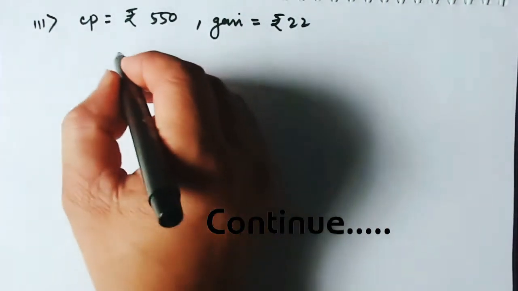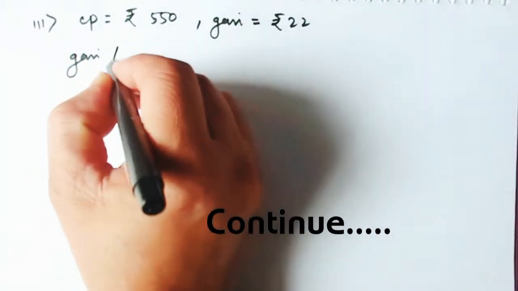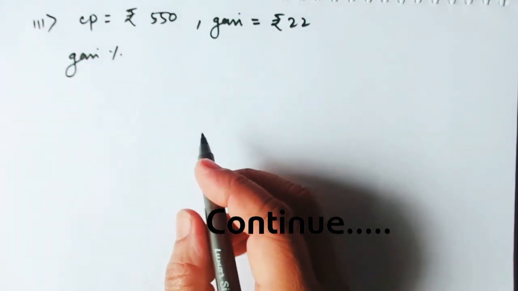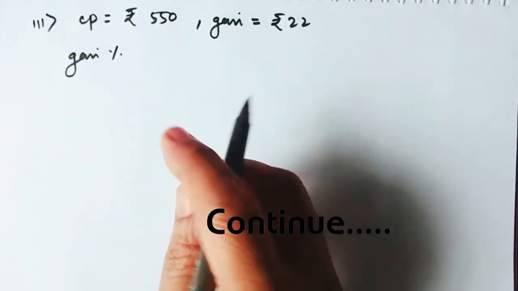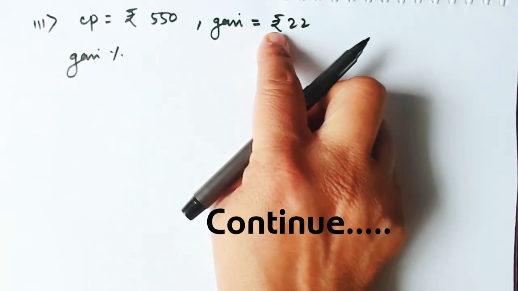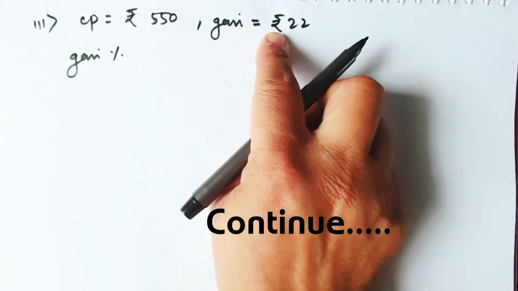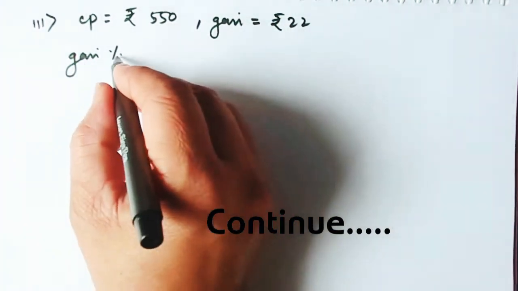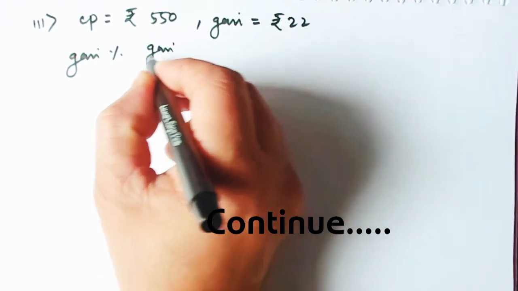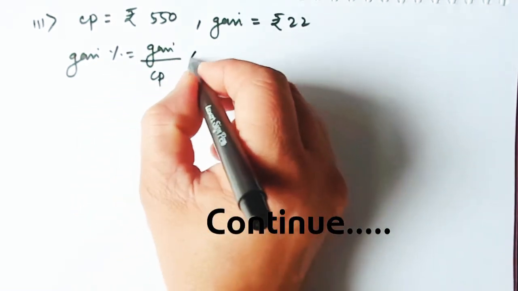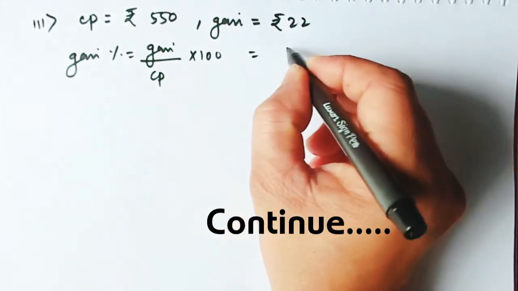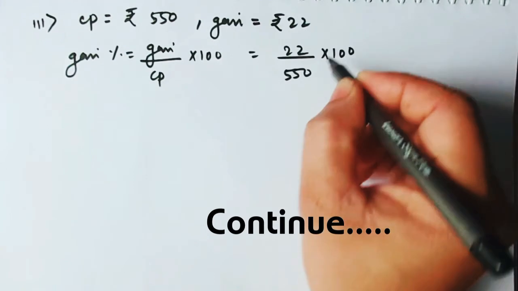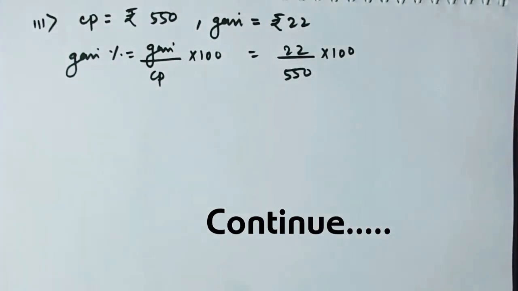So can't you find the gain percent? Why? Because your gain percent will be equal to gain by CP into 100. Yes or no? This is your cost price and this is your gain. So let us find out the gain percent. Gain percent will be equal to gain by cost price into 100, that is 22 by 550 into 100. Well, very good.